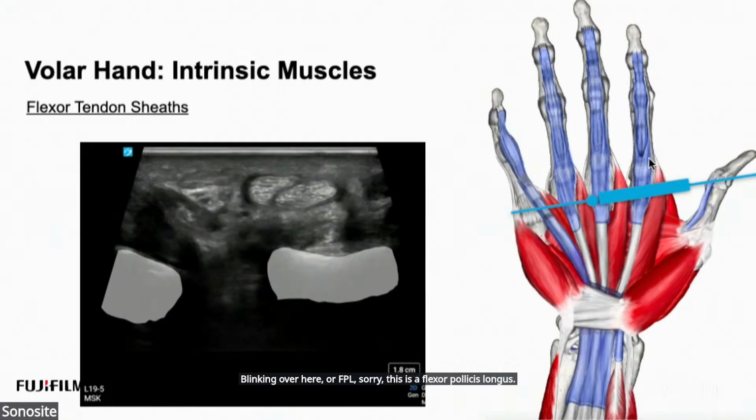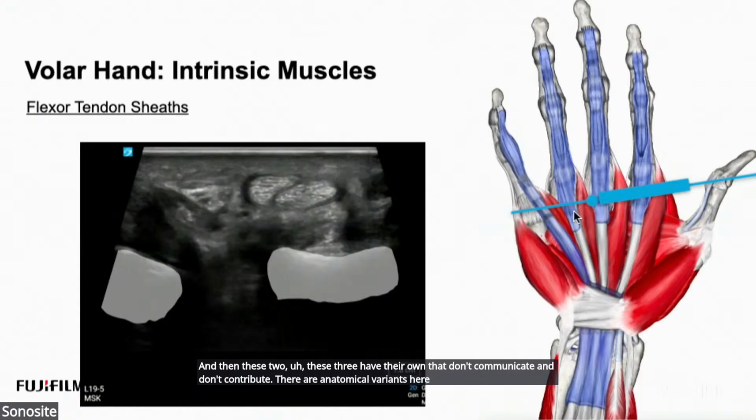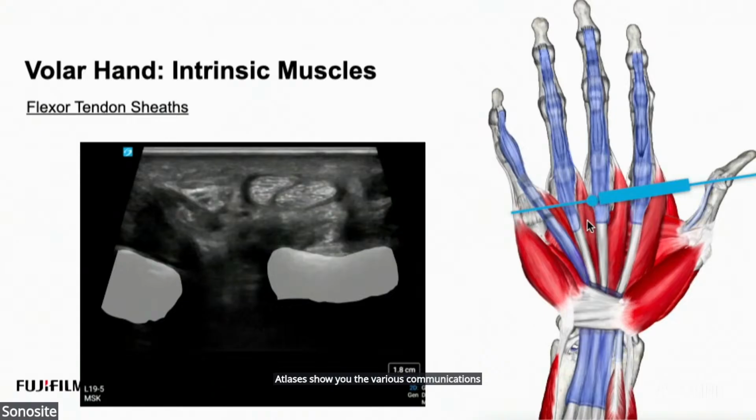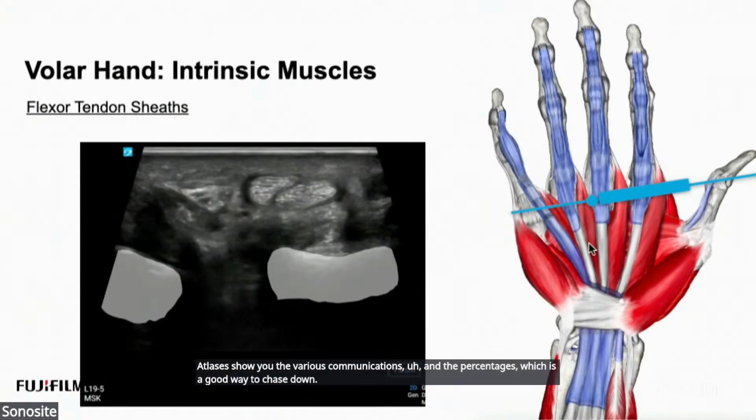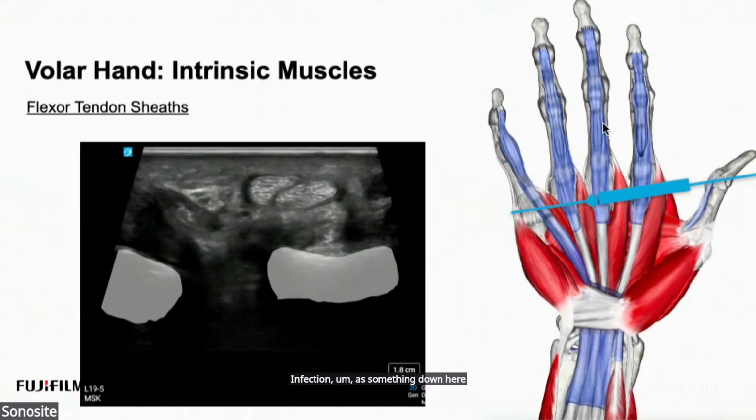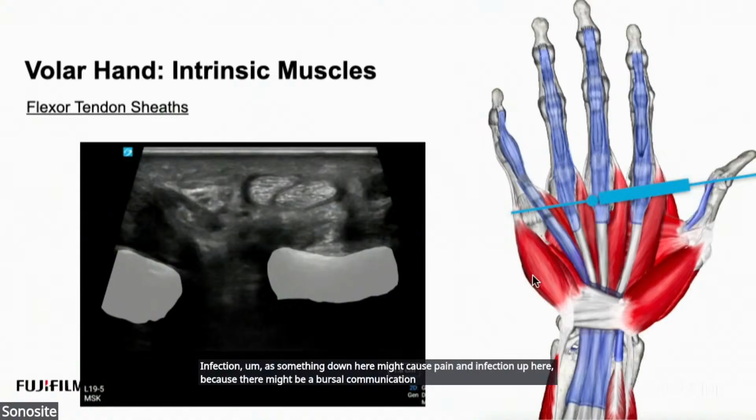And then these three have their own that don't communicate and don't contribute. There are anatomical variants here. Some surgical hand atlases show you the various communications and the percentages, which is a good way to chase down infection, as something down here might cause pain and infection up here because there might be a bursal communication to a tendon sheath.